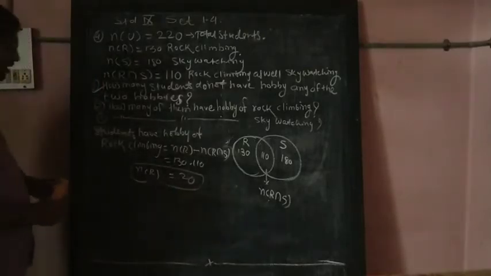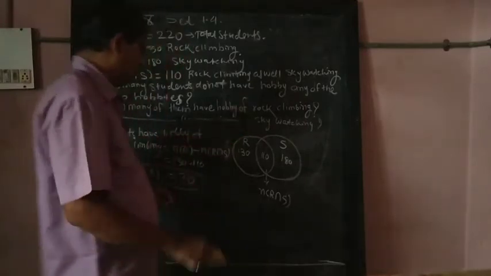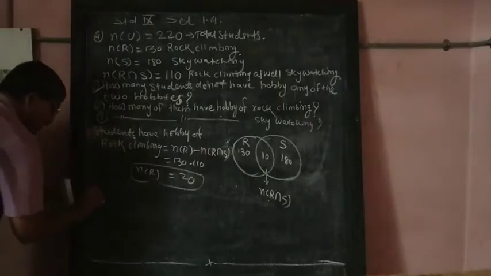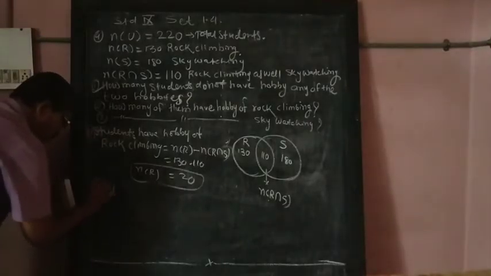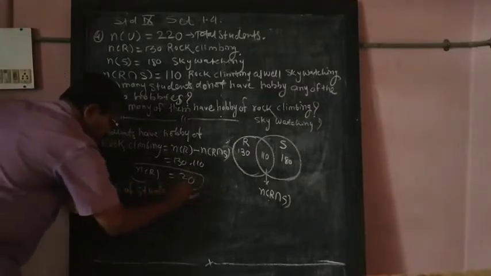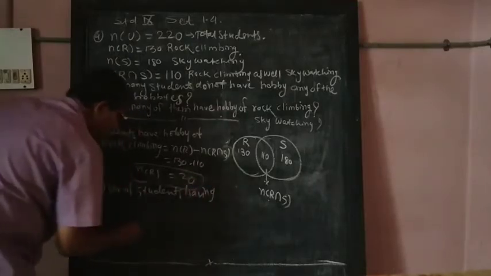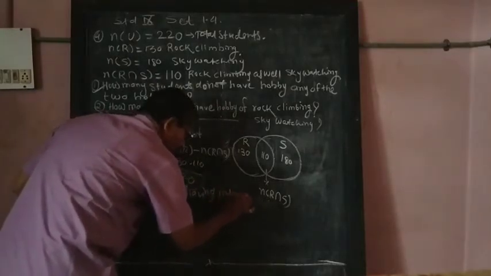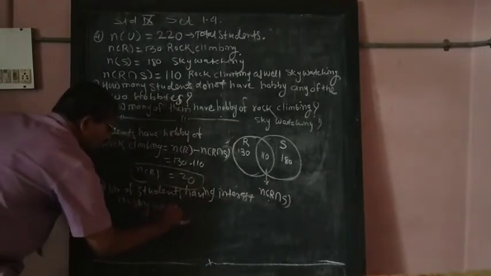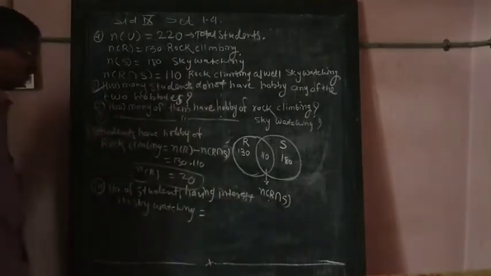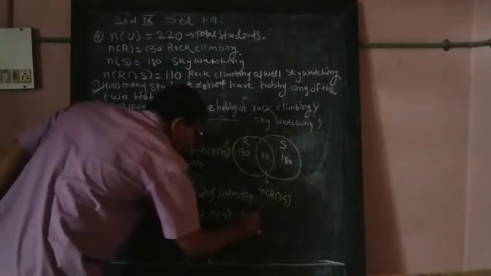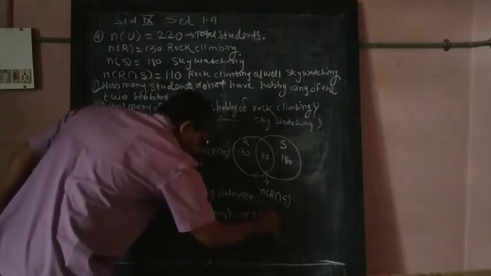Now the next question is asked: how many of them have interest in sky watching? We will find that also. This is number 2. Now taking here 3, the number of students having interest in sky watching is equal to, in a similar way, number of S minus number of R intersection S.